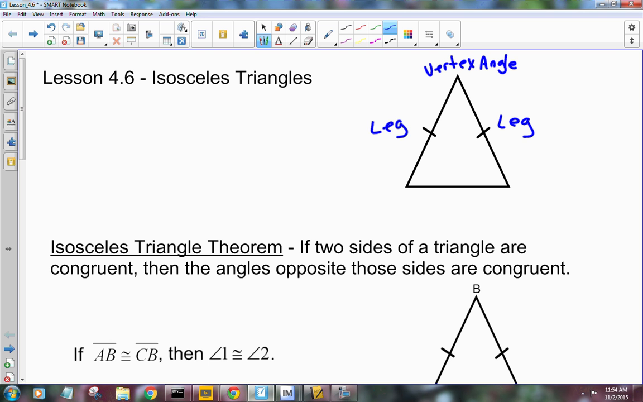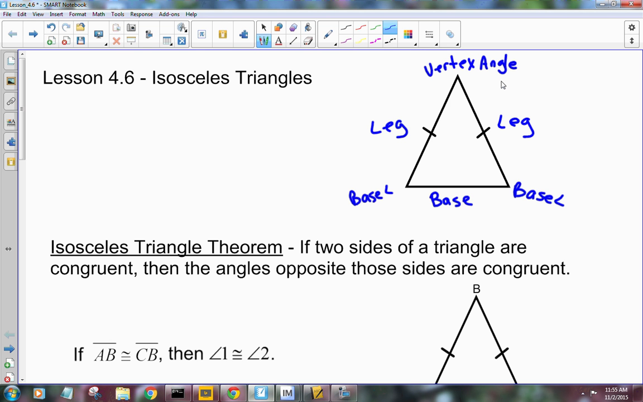The angle that's in between those 2 legs is called the vertex angle. The side across from the vertex angle is called the base. And then the angles on either side of the base are base angles. Okay, so those are the parts of the isosceles triangle.